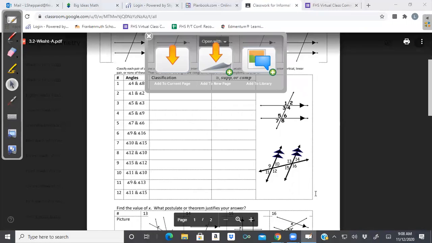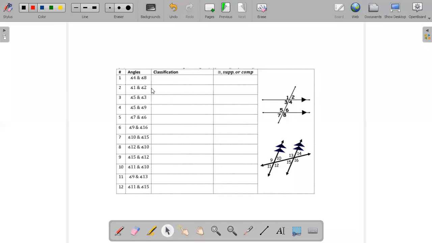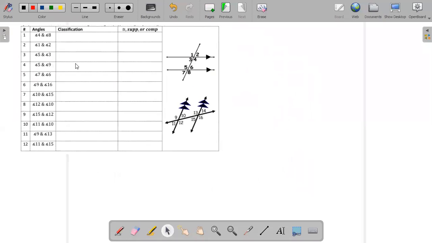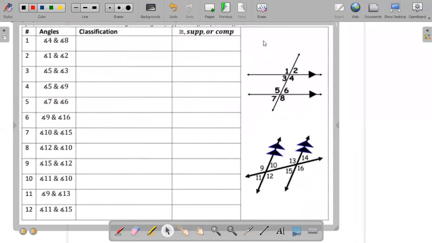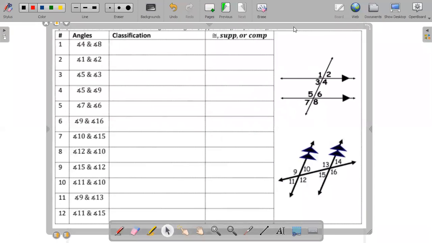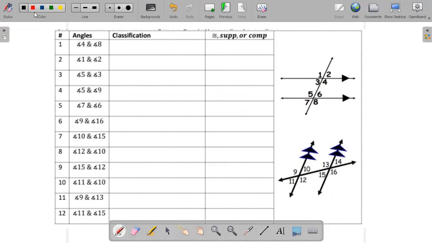So first thing that it wants us to do is identify what type of angle these are. Are they a linear pair? Are they vertical? Are they supplementary? Are they alternate interior? Are they alternate exterior? What are they? That's what we need to do first.